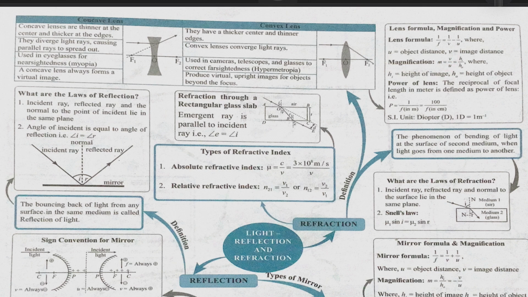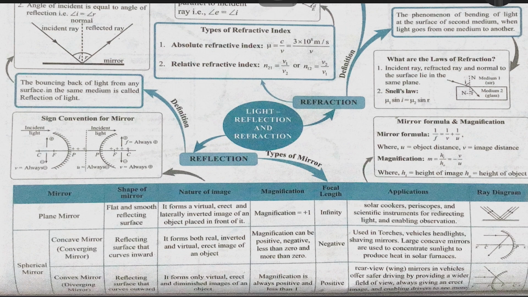That is, v is image distance and u is object distance, whereas h i is height of image and h o is height of object. Coming to the power of the lens, the reciprocal of focal length is known as power. The power will be calculated in diopter when the focal length is in meter. That is one of the important points you have to remember while solving numericals.